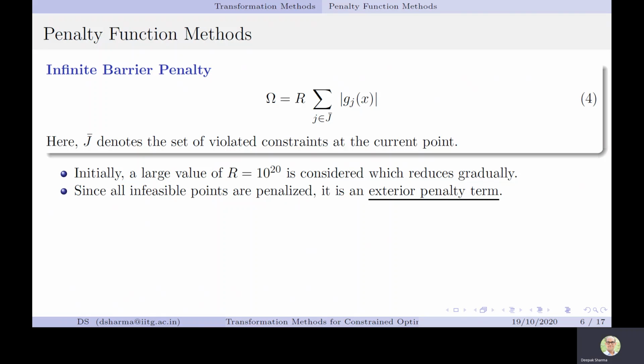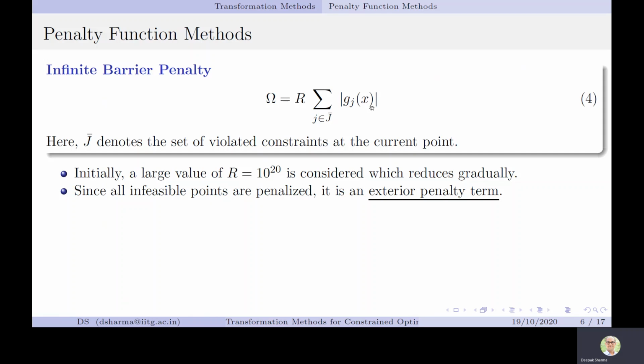Another kind of penalty function method we have is called infinite barrier penalty. Now in this particular equation number 4, you can see that we have to identify the constraints which are violated. Means at a given point, if the constraint is not satisfied, it is called the constraint is violated. So we are going to make a summation of all those violated constraints. And here we are taking a positive value.